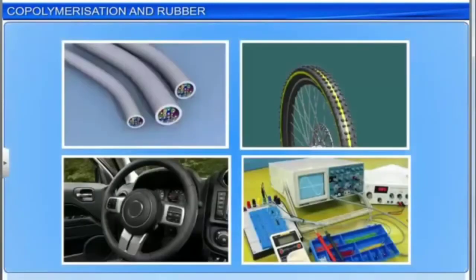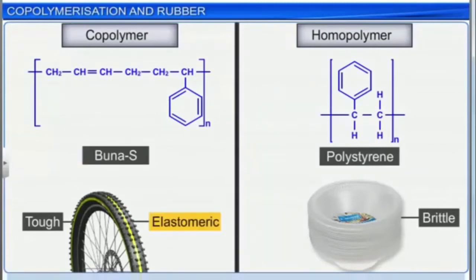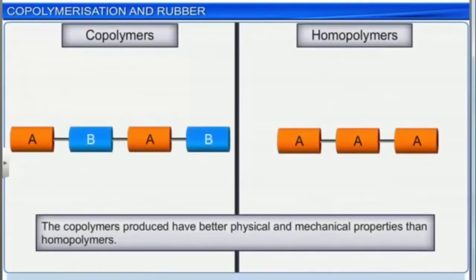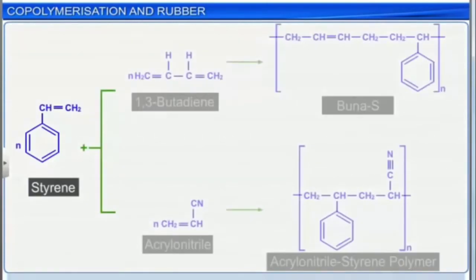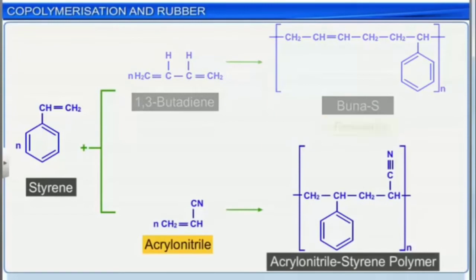Let us now understand how the properties of a copolymer differ from those of a homopolymer with a suitable example. Buna S, a butadiene styrene copolymer, is elastomeric and tough, as in this bicycle tire. In contrast, polystyrene, a homopolymer, is brittle. As a mixture of two or more different monomers undergoes copolymerization, the copolymers produced have better physical and mechanical properties than homopolymers. For instance, the copolymerization of styrene with butadiene adds toughness, and with acrylonitrile enhances resistance to impact.